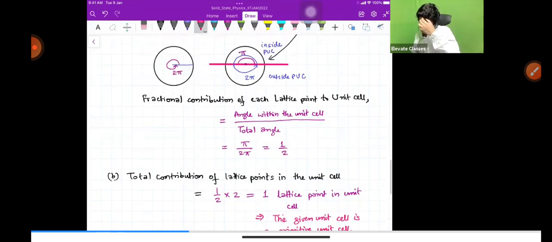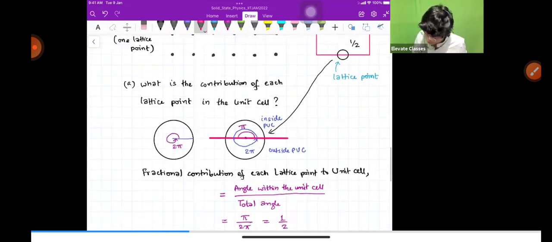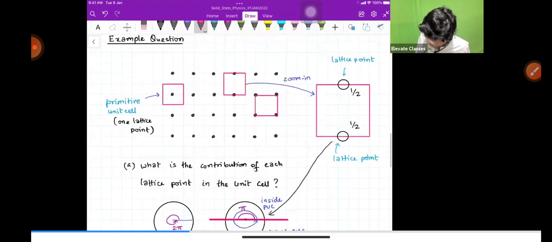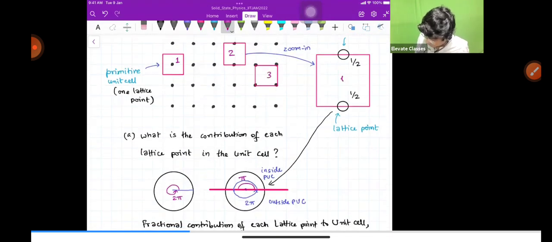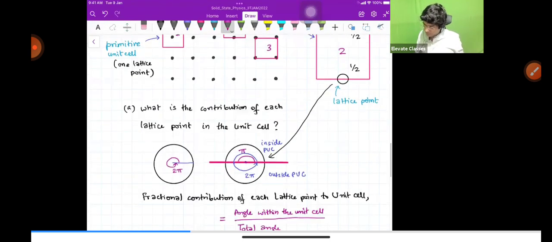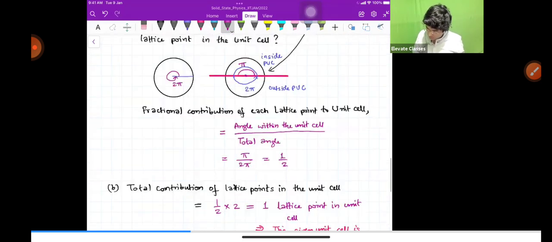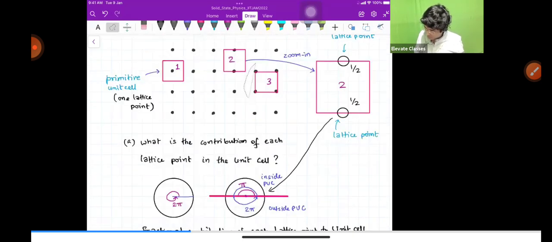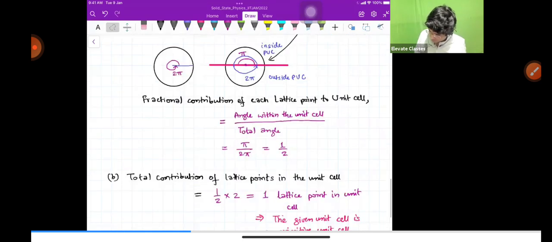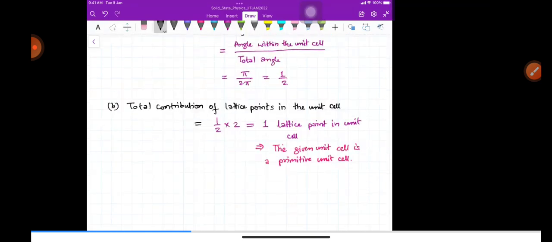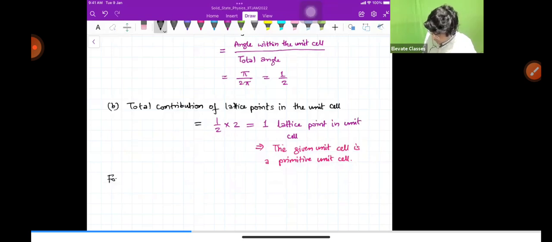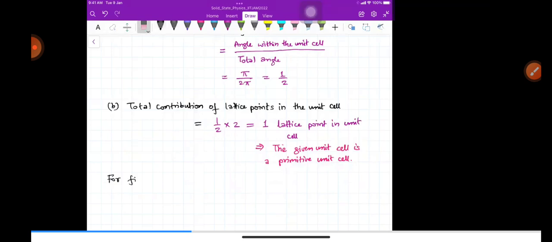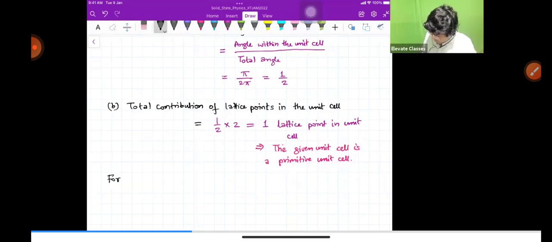All right. Now, similarly, what about this one? So let me label this one. So this is number 1, this is number 2, this is number 3. Now, what about number 3? What is the contribution of each of them? 1 by 4. Okay, so everybody is getting the idea. So for unit cell number 3.